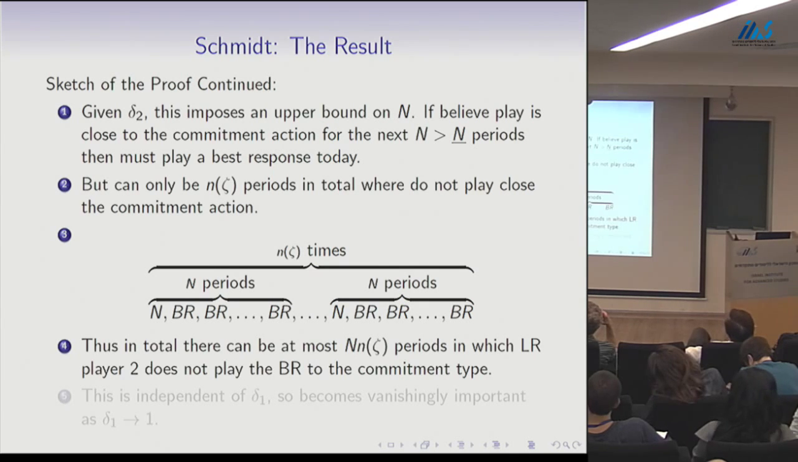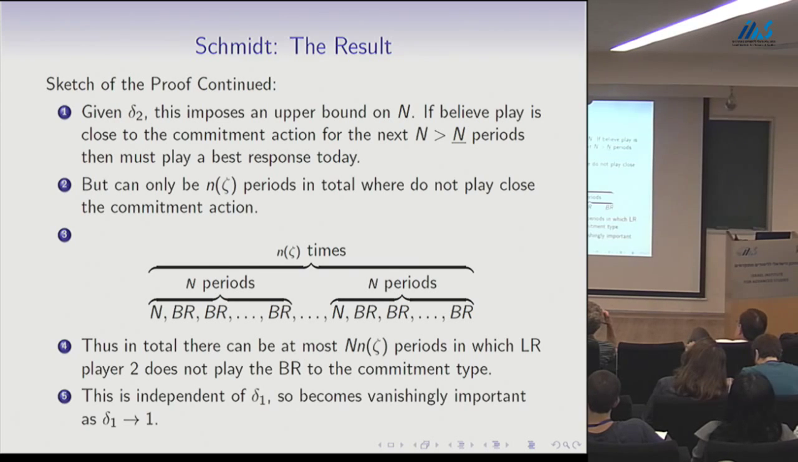But of course, now we're allowing player 1's discount factor to go to 1, and so the n periods of not best responding to the commitment action don't matter very much in the great scheme of things, because I'm becoming more and more patient. Because I become more and more patient, I get my full reputation payoff after this phase has occurred. So that's Klaus's result. Now, could you generalize this to non-conflicting interest games?